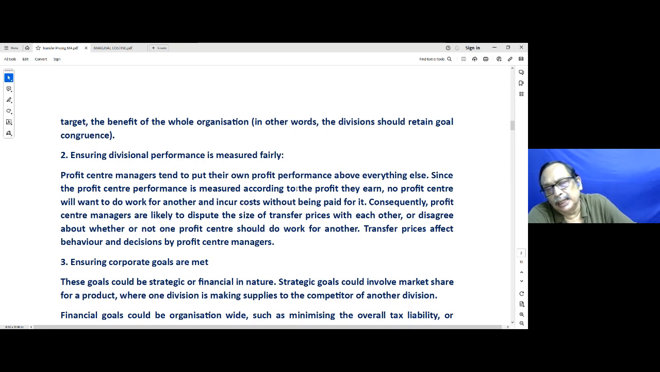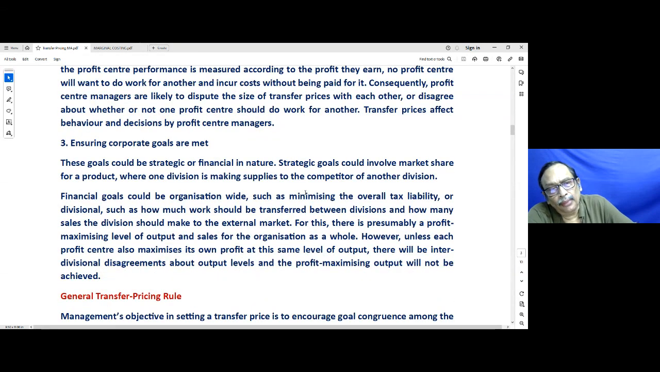What is goal congruence? That I have already said. Next, ensuring divisional performance is measured fairly. So there will be a fair approach to measure the divisional performance of both the transferor and the transferee divisions. Next, ensuring corporate goals are met. So obviously, right from the beginning, I'm telling you that in a transfer pricing mechanism, the price should be fixed in such a manner that the selling division's profit is maximized, the buying division's profit is maximized, and the overall company's profit is also maximized. That is the meaning of ensuring corporate goals.